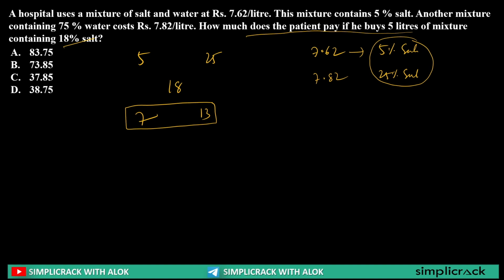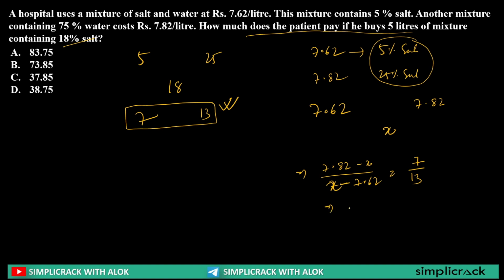Now see, the prices were 7.62, 7.82, and X was the new price. So I can write (7.82 minus X) by (X minus 7.62) is equal to 7 by 13, because the whole thing is added in this ratio. If I solve this, I will get X somewhere around 7.75 approximately.